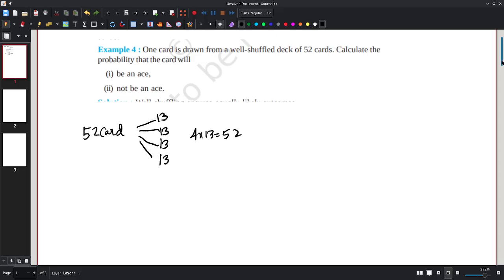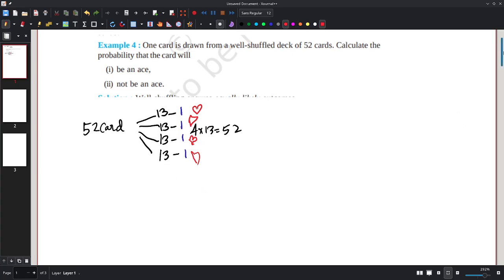Each symbol has one ace in it. So there is an ace card in the heart shape, an ace card in the diamond shape, an ace card in the club shape, and an ace card in the spade shape, right? So all the symbols have one.